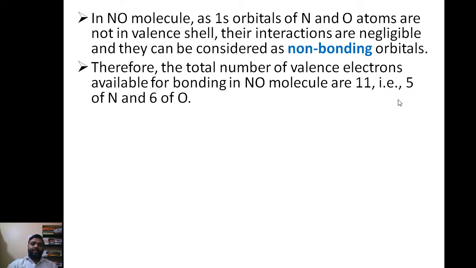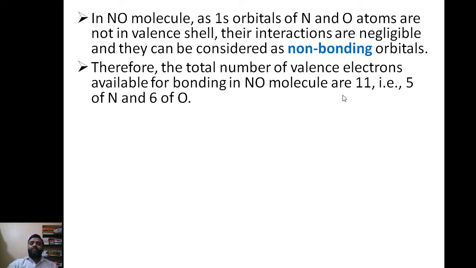Therefore, the total number of valence electrons available for bonding in the NO molecule is 11. First of all, the total number of electrons in the NO molecule is 15, but the 1s electrons do not interact and are not involved in the valence shells. Therefore, 4 electrons are removed from 15 and the remaining electrons are 11, that is 5 from nitrogen and 6 from oxygen.